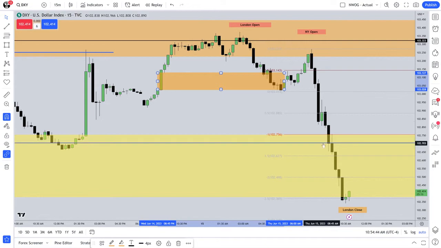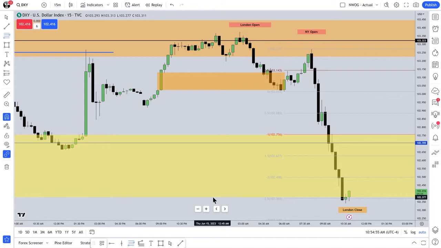Remember, that's the daily bullish order block. The full range of that order block is shaded in yellow. So consequent encroachment, the mean threshold of that order block, I'm just going to eyeball it here.